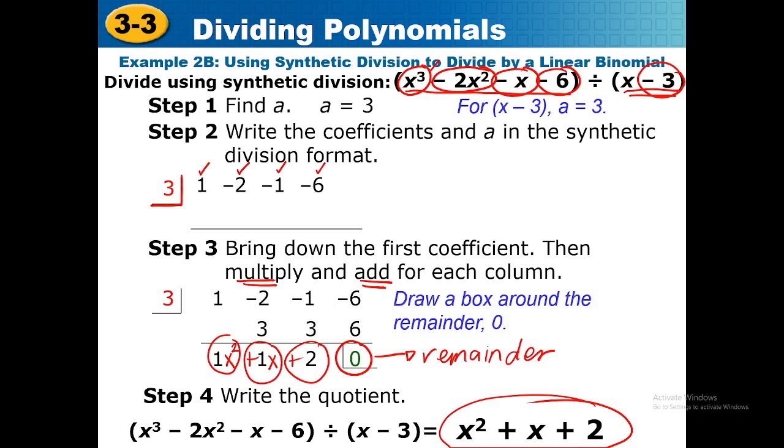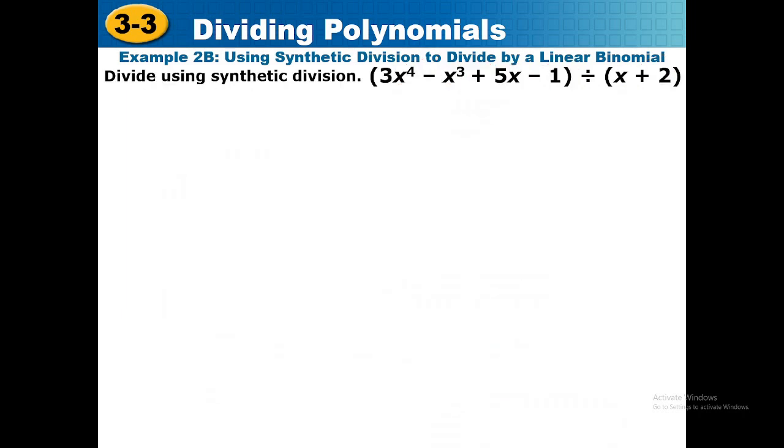Okay, para mas masabtan ta og maayo, let's have another example. Step number 1, find A. What is the value of A here? Negative 2, sir. Negative 2. Opposite, sir, is negative 2. So, the value of A is negative 2.